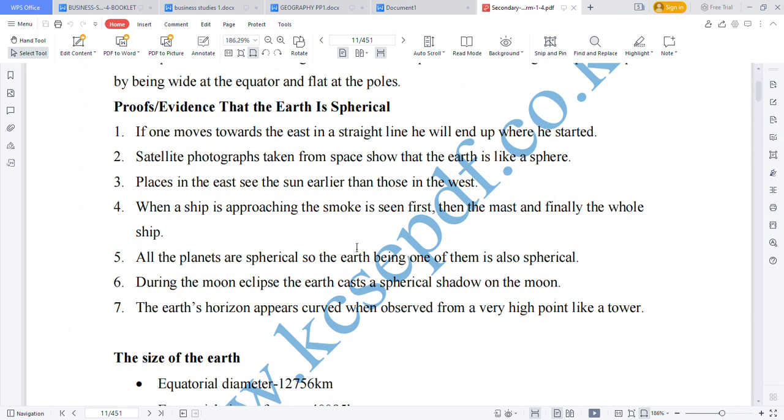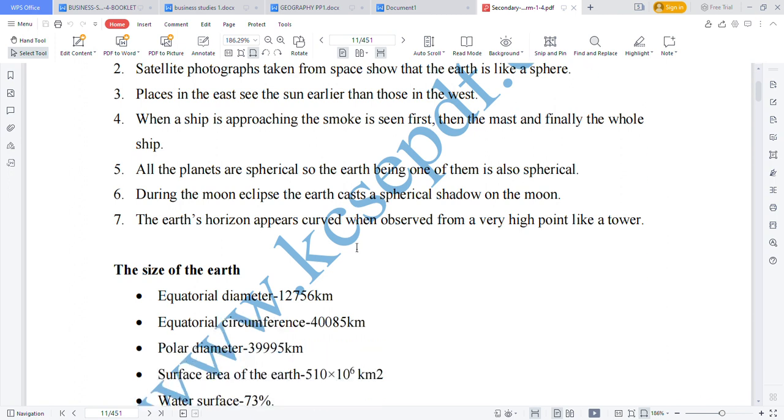Number 3, places in the east see the Sun earlier than those in the west. That is another one. Number 4, when a ship is approaching, the smoke is seen first, then the mast, and finally the whole ship.